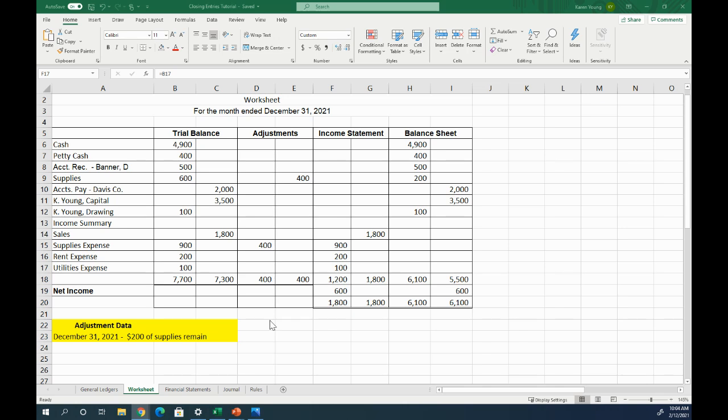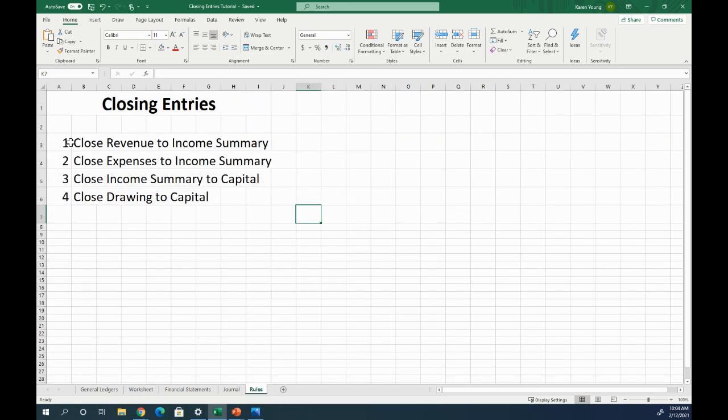Okay, so let's get started. First, I'm going to show you the rules. These are the 4 closing entries that you're going to have to commit to memory. We'll have a lot of repetition, so it's nothing to worry about. It will become second nature. When we do a test or an assignment, they don't spell them out for you. The directions will simply say, prepare the necessary closing entries. You have to know what to close and how to close them, okay?